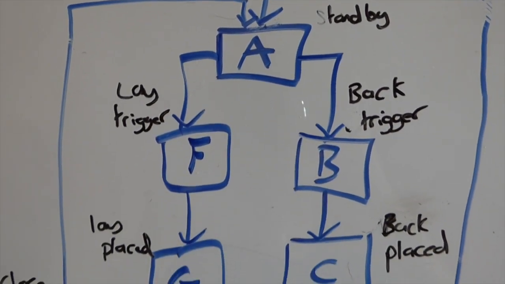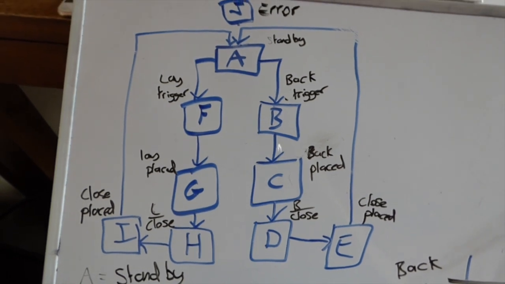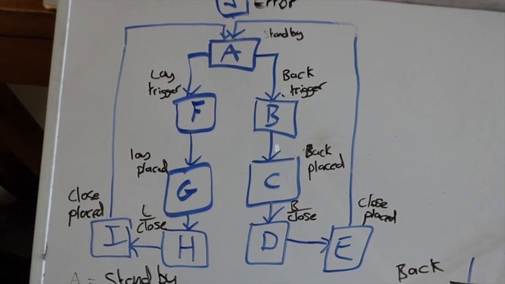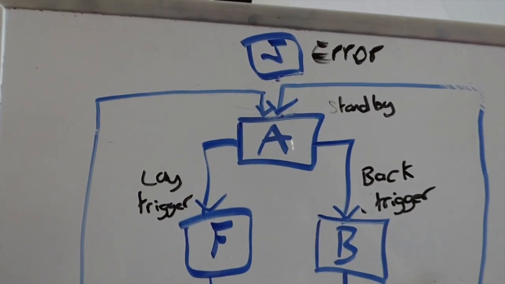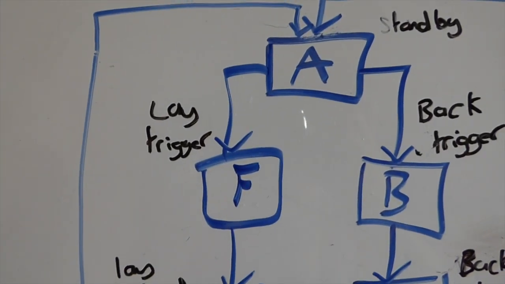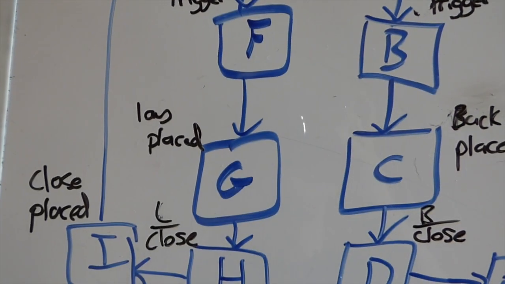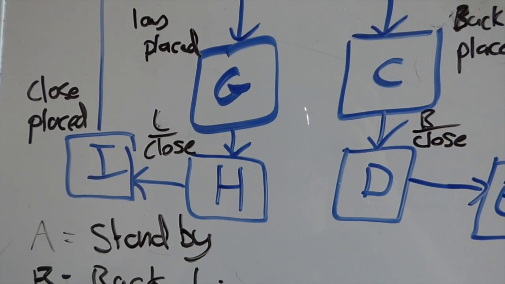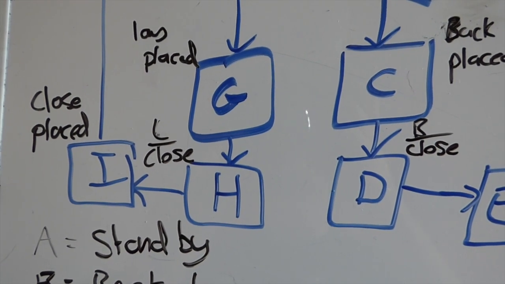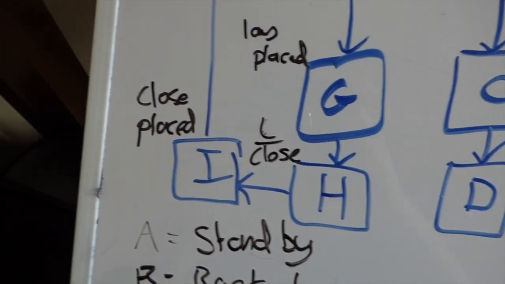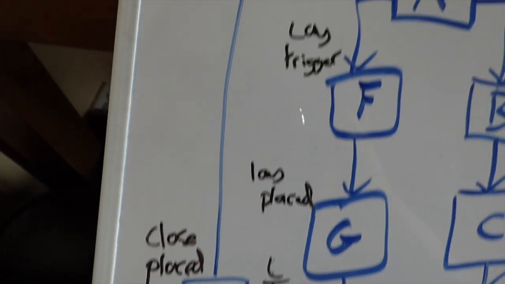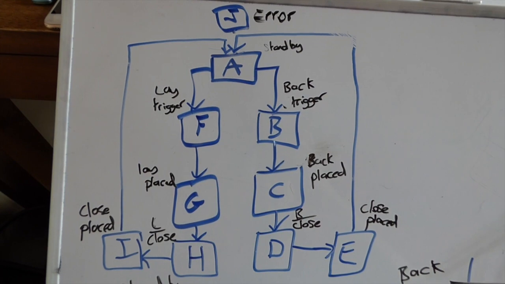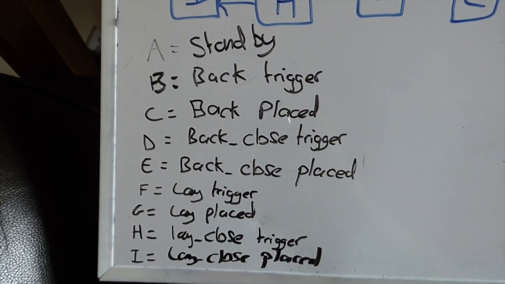And this side of the chart is exactly the same as B, C, D and E. It's just in reverse because it's obviously for lay, not back. So from A, standby, we go to F, which is a lay bet gets triggered. G is the lay bet gets placed. H is the lay close bet gets triggered. Lay close gets placed. Back up to A. So there's the full chart, and here's what all the letters mean.